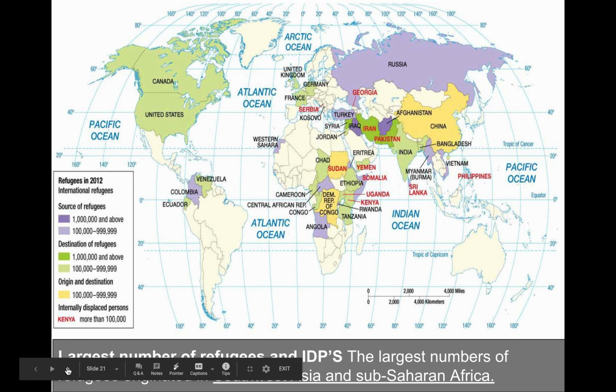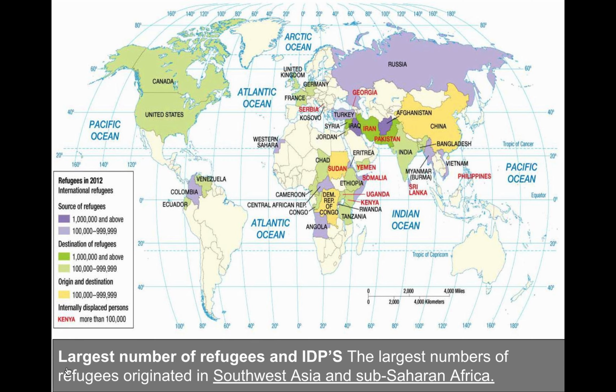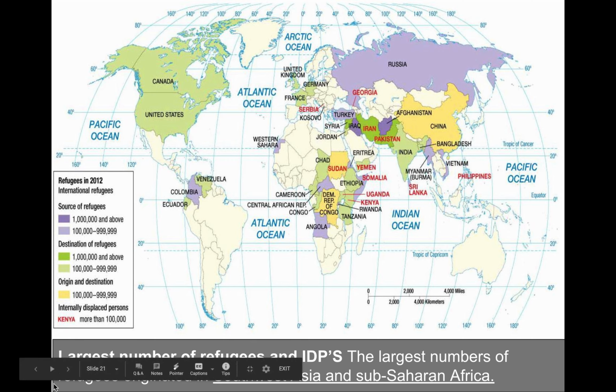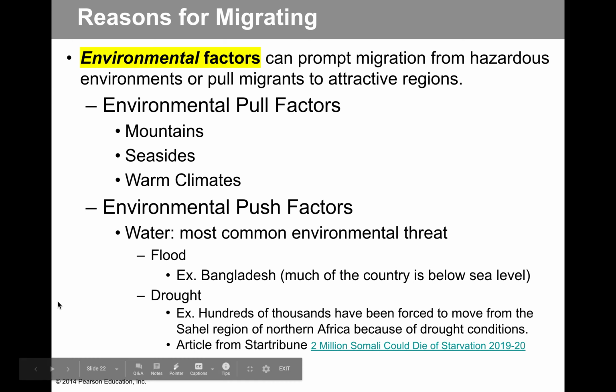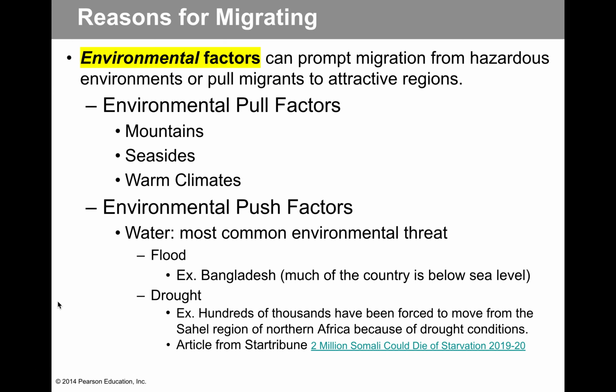We can look at refugees in 2012. We can see a large portion are in areas that are less developed or have unstable governments: Southwest Asia and Sub-Saharan Africa. When we talk about the factors of migration, one can be an environmental factor. Environmental pull factors can be warmer climates, the mountains, the seasides, the oceans, the lakes, the rivers. Those can be environmental pull factors for internal migration as well as international migration.